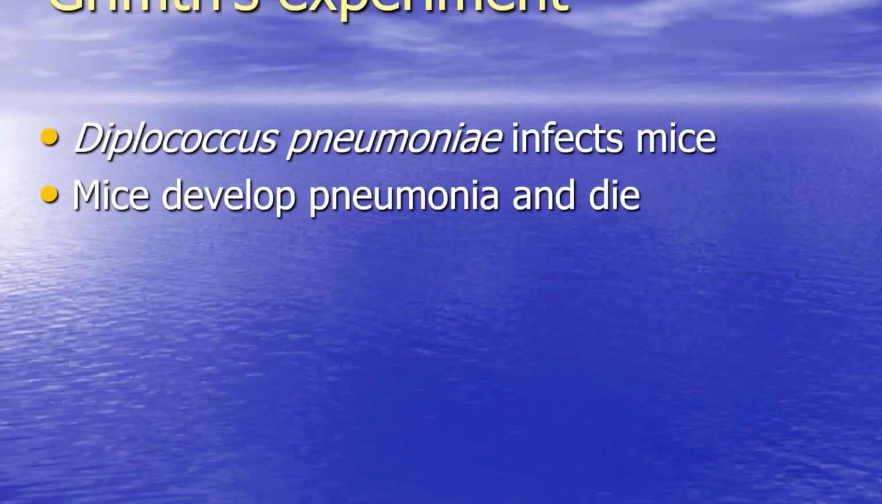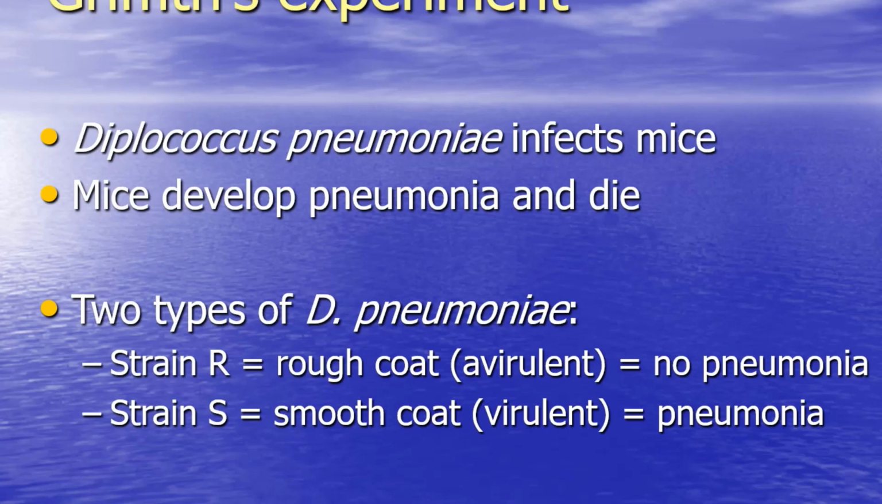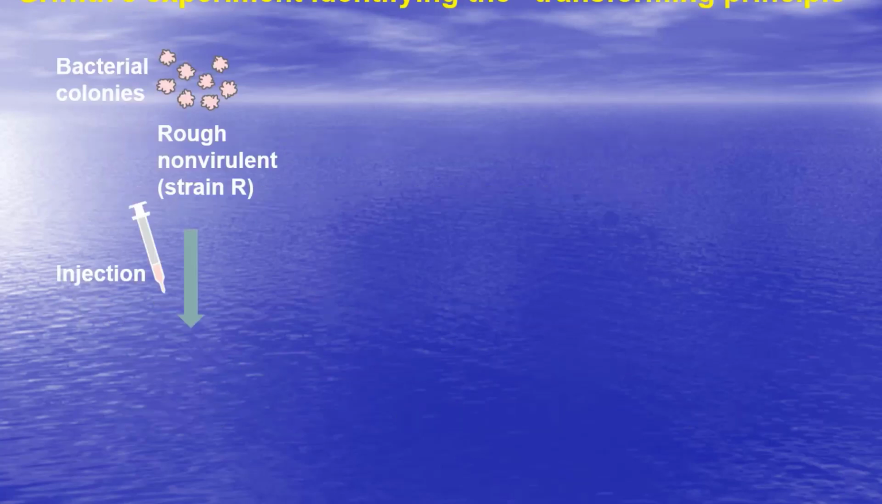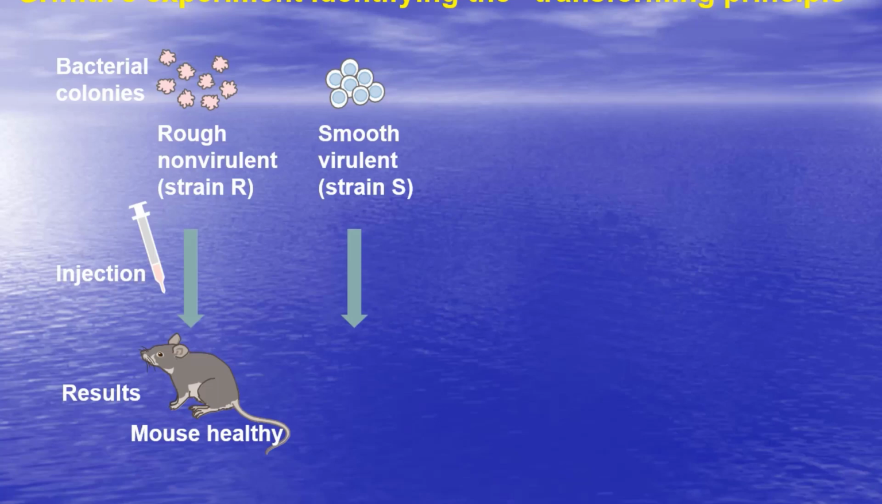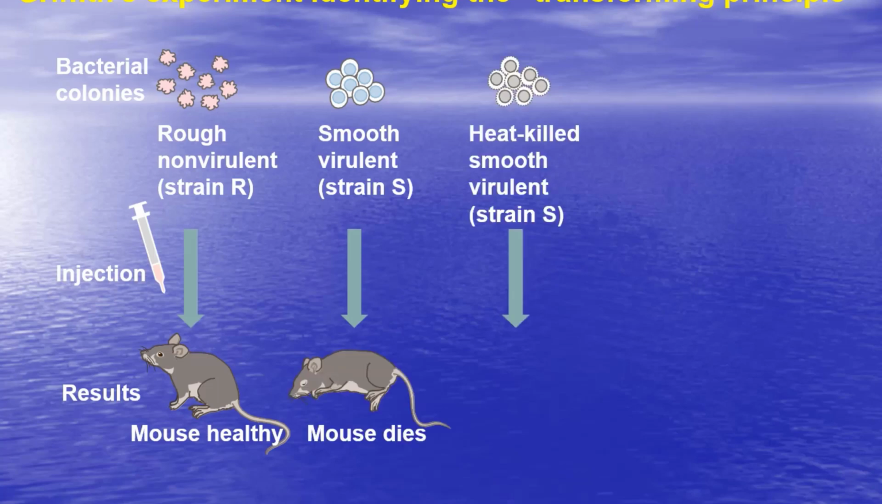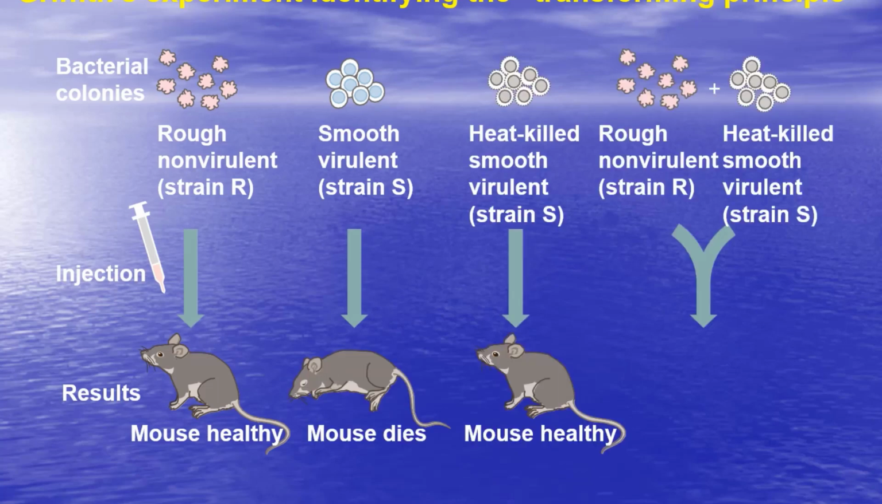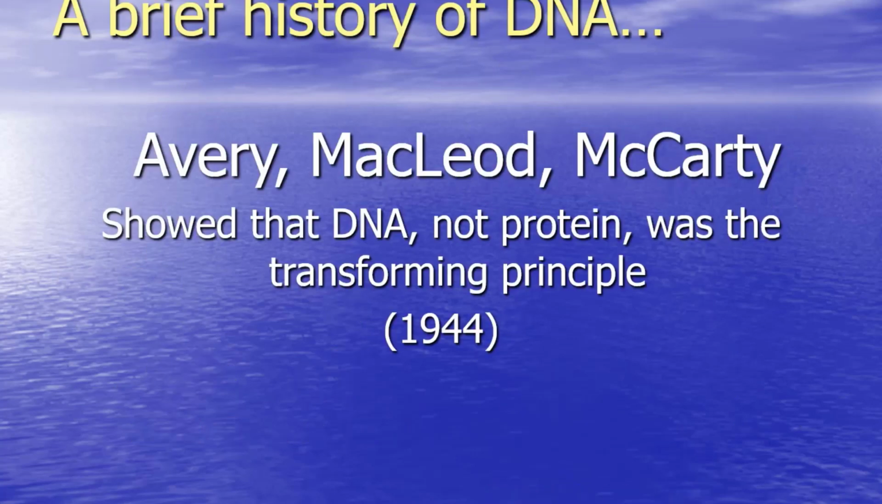A Diplococcus pneumoniae infection in mice. Mice develop pneumonia and die. Two types of pneumonia bacteria, rough and smooth. The smooth is virulent. Heat-killed smooth, virulent strain.